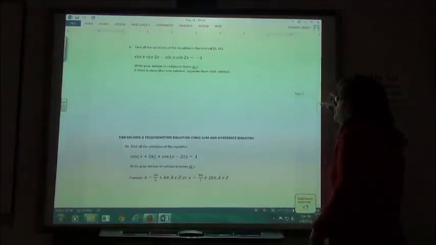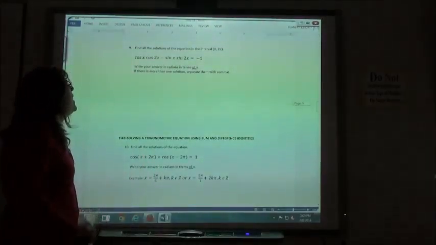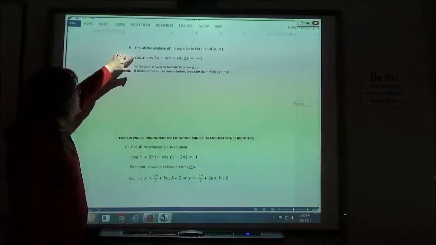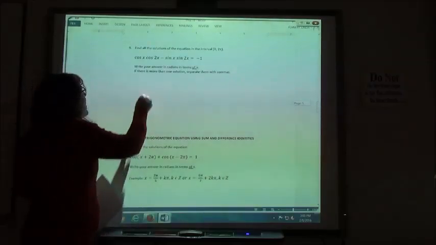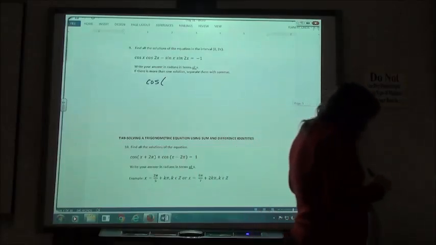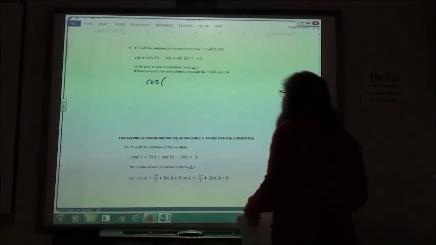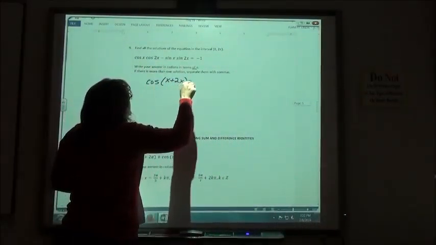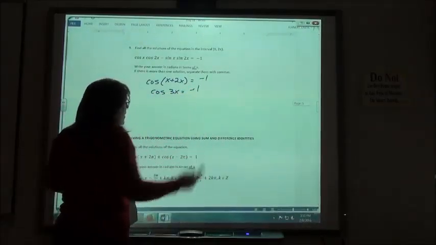Number 9. This time we have cosine of x, cosine of 2x minus sine of x sine of 2x equals negative 1. So again, if I look at my difference formulas, cosine cosine minus sine sine means I'm going to have the cosine of a plus b, if I look at my formulas. So cosine of a plus b would be x plus 2x to equal my negative 1. So the cosine of 3x would equal negative 1.